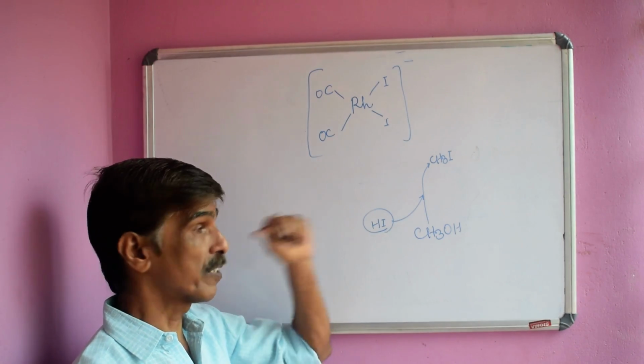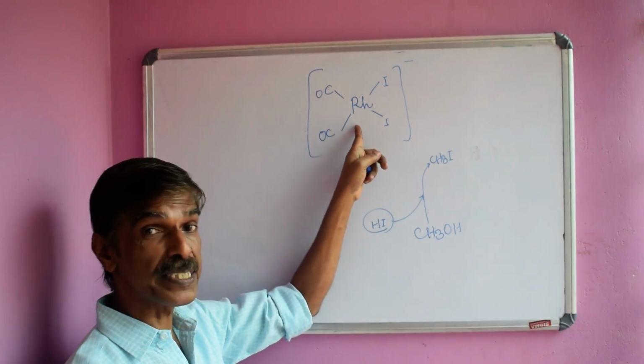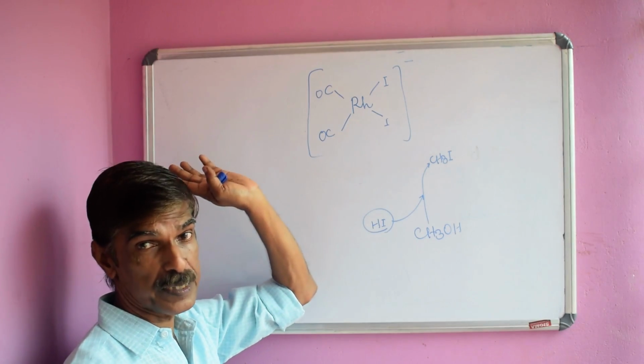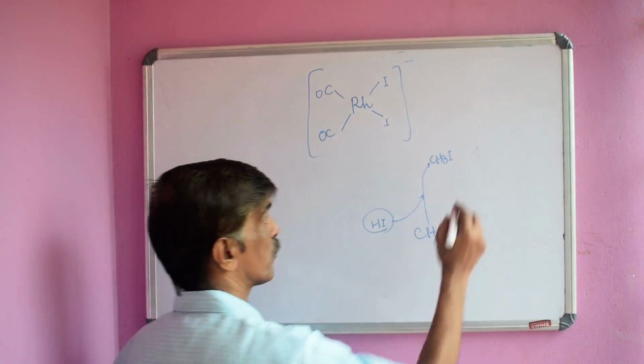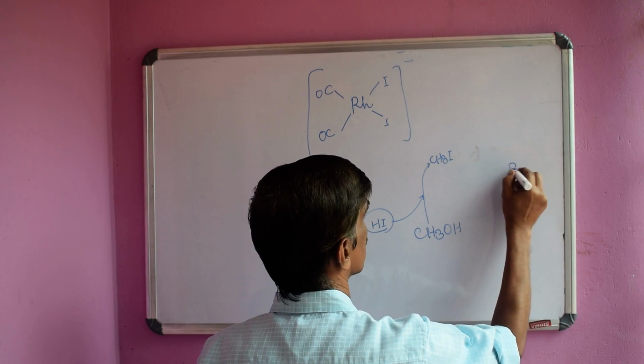And methanol is converted to methyl iodide. And the first step actually is the oxidative addition of methyl iodide into this catalytic species or catalyst. Here catalytic species and catalyst are the same thing. And we can see that the product is a Rh complex.